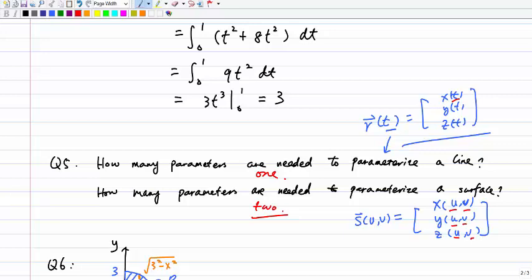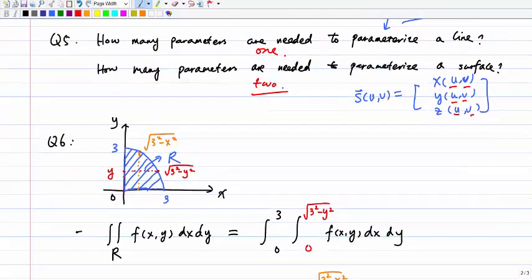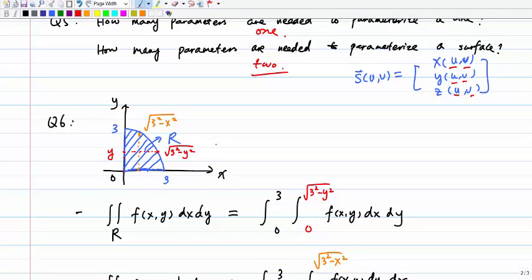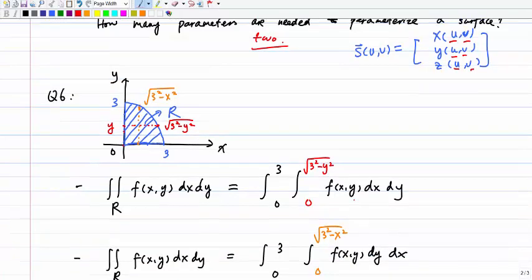Let's go to question number 6. Question number 6 says, consider a region given by this, which is a quarter of a circle with radius 3. So the first question is, for a double integration over this region, I want to find the lower bound, upper bound, and the limits. If you want to write the double integration in the form of this one, I need to figure out the lower bound and upper bound.